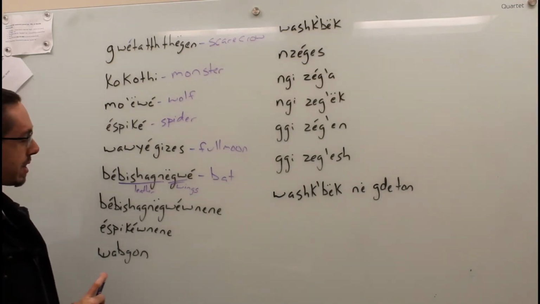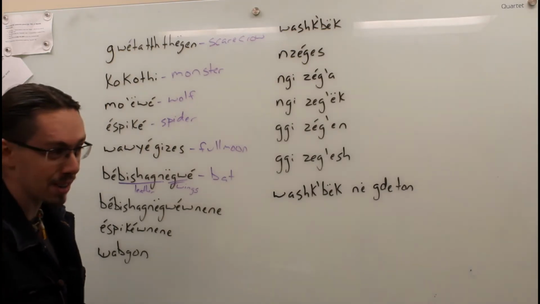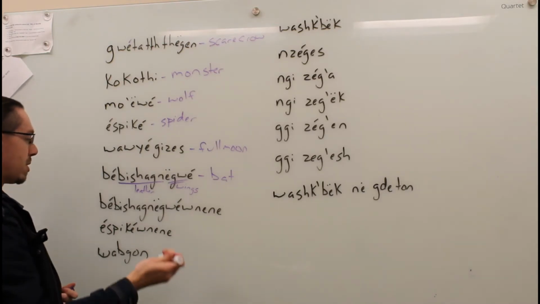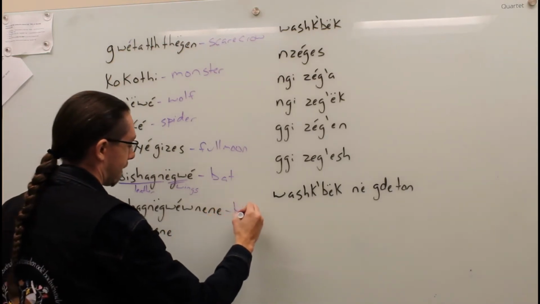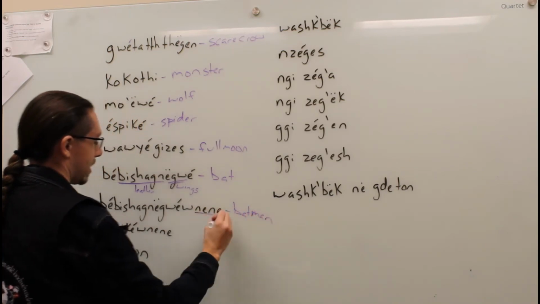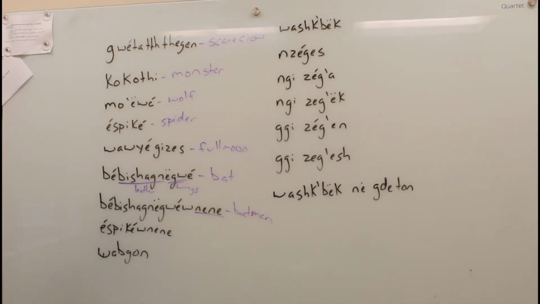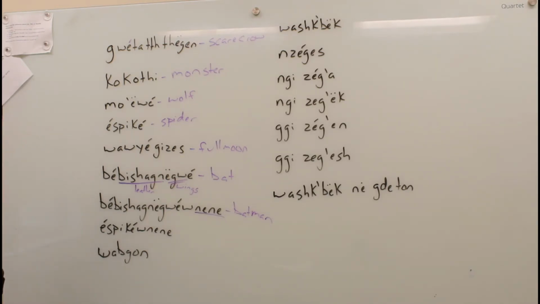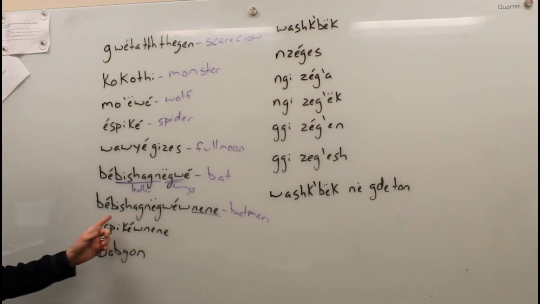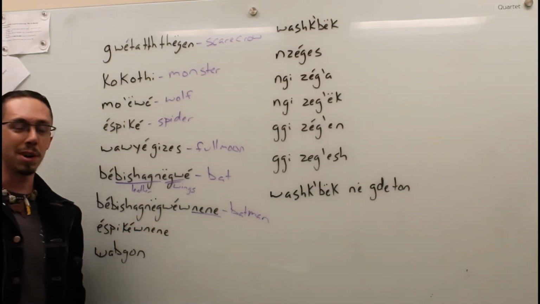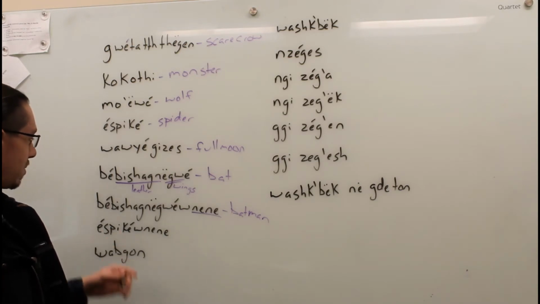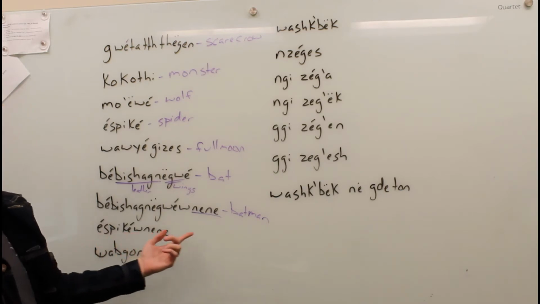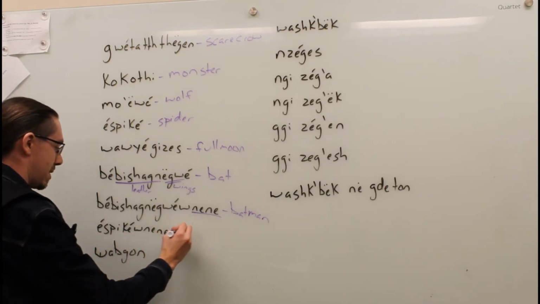Now, every kid's dream in Halloween is to dress up as Batman. Babishagnagwe onene. Nene is the word for man. So every kid wants to be a Babishagnagwe onene, Batman. And the kids that don't want to be Batman want to be Spider-Man. Aspike onene. Spider-Man.